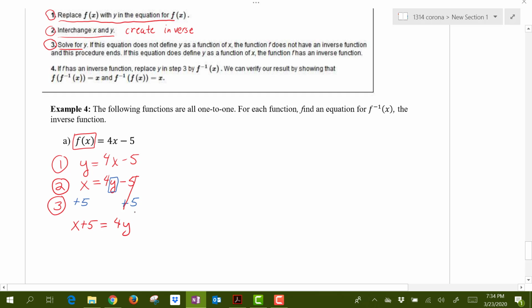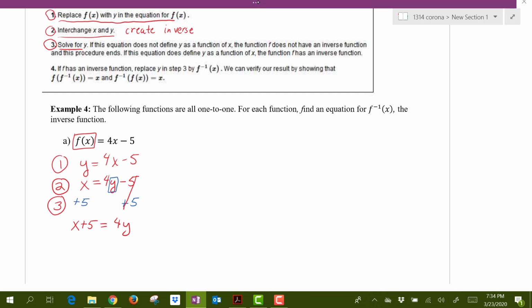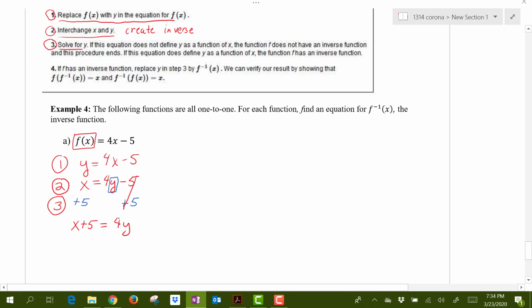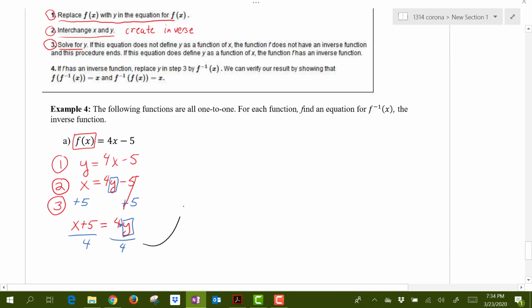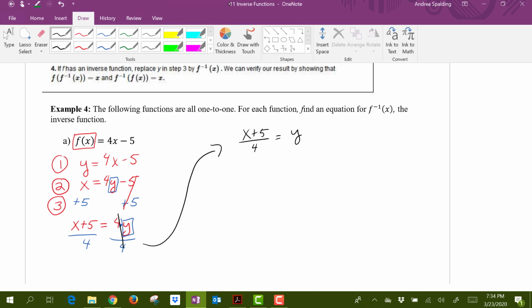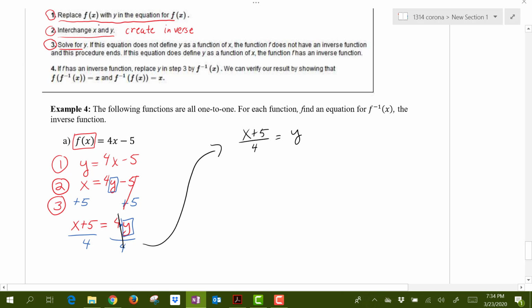Alright, the last thing now I want to do is get y by itself by dividing by 4. Remember, we're trying to get y alone. What's connecting y to the thing we want to get rid of? It's multiplication. The opposite of multiplication is division. Whatever I do to one side, we have to do the exact same thing to the other side. So we're going to divide both sides by 4. So we end up with x plus 5, all of that divided by 4, and then the y's cancel each other out, so I end up with y. And that's step 3: solve for y, or get y by itself on one side.